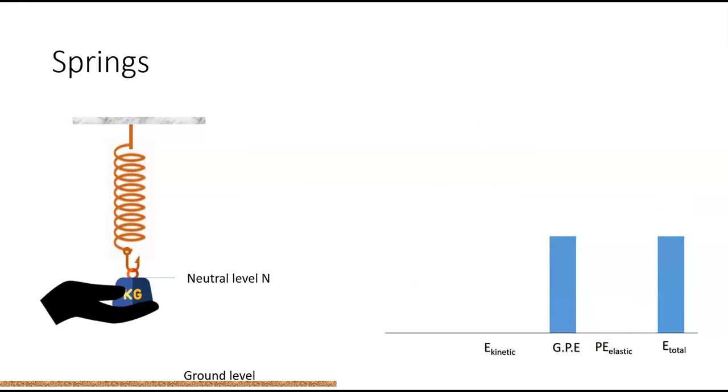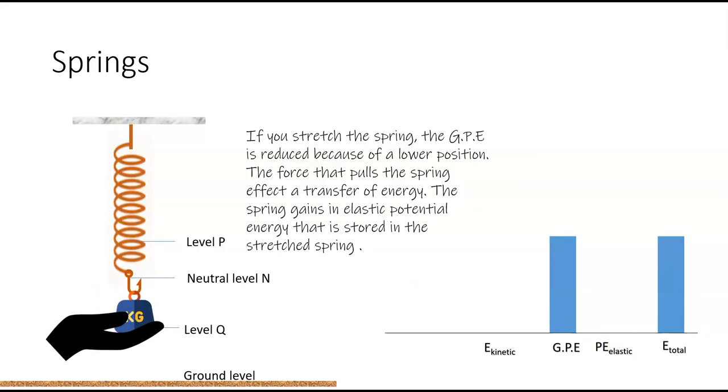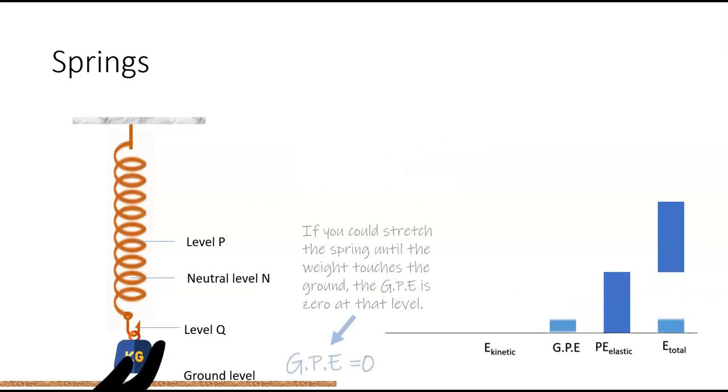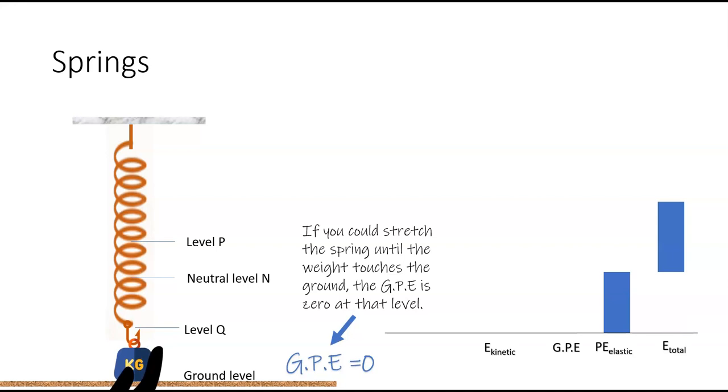If you stretch the spring, the gravitational potential energy is reduced because of a lower position. The force that pulls the spring effects a transfer of energy to the spring, causing it to gain in elastic potential energy that is stored in the stretched spring. If you could stretch the spring until the weight touches the ground, the gravitational potential energy is reduced to zero at ground level and the elastic potential energy increases because of the extended stretch.